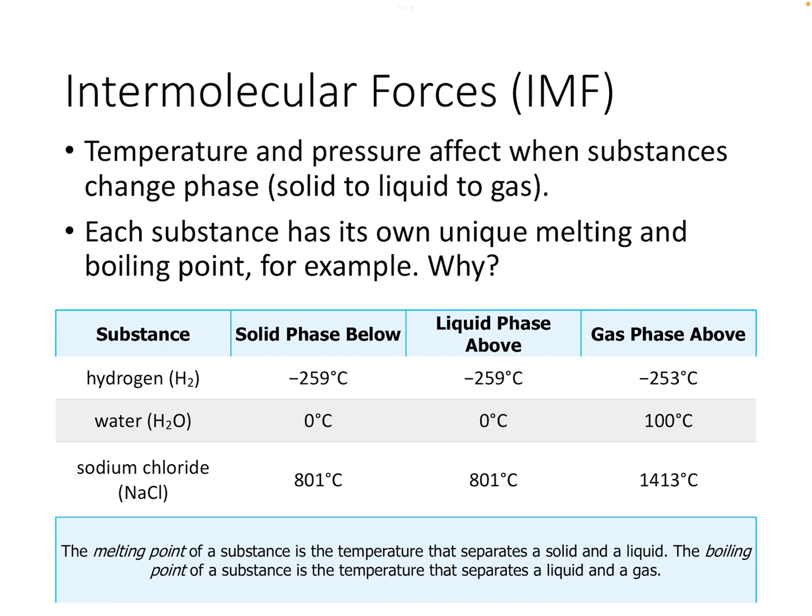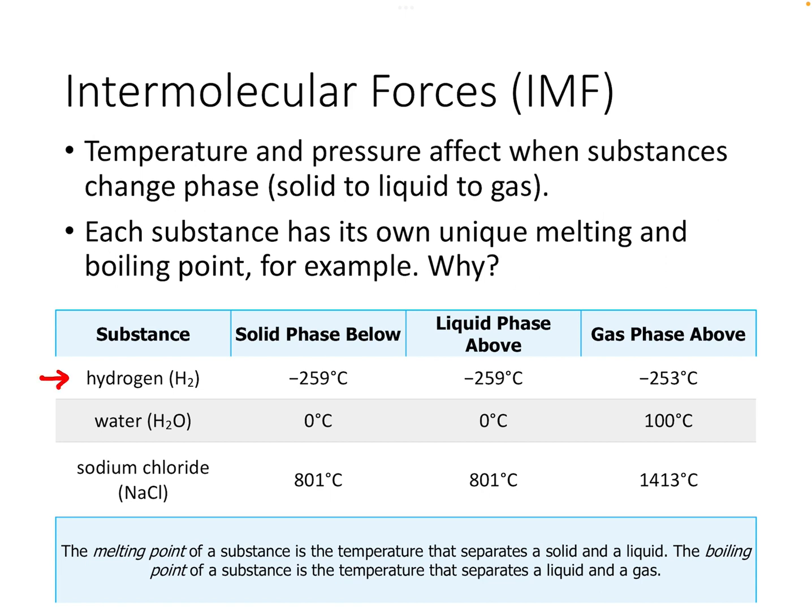All right, so diving more into intermolecular forces here, or IMFs. So we've seen that temperature can affect when substances change phase, so when they go from solid to liquid to gas. Pressure can also affect the state of matter. So for example, you could apply a lot of pressure to carbon and eventually form a diamond. Same thing here with a liquid, you could apply pressure and potentially form a solid. Now each substance has its own unique melting and boiling point. Why is that? So this again has to do with the intermolecular forces that exist between molecules.